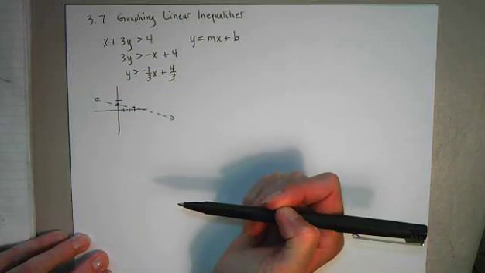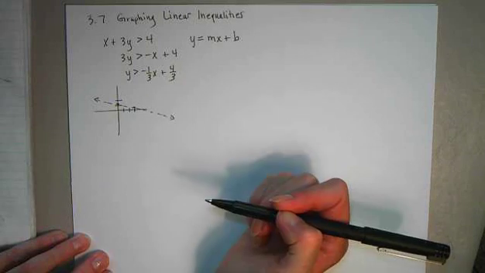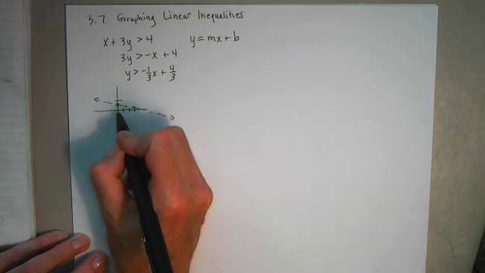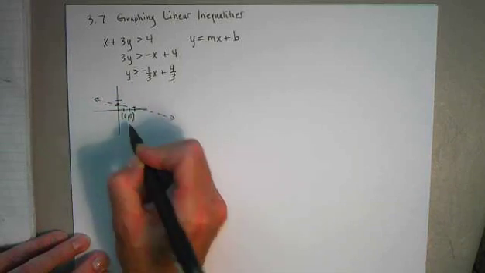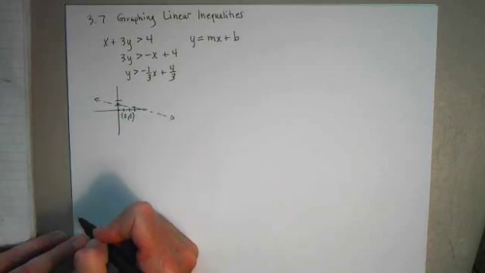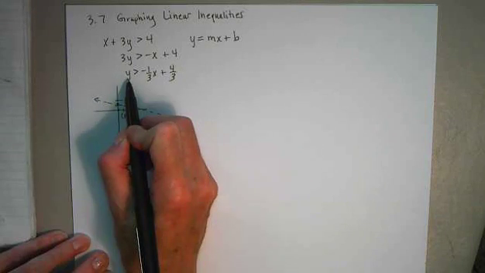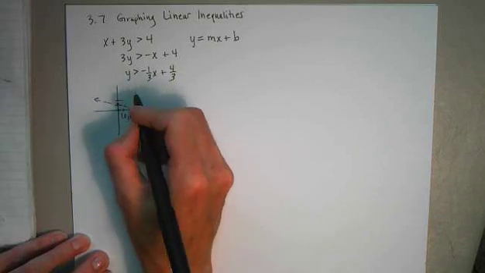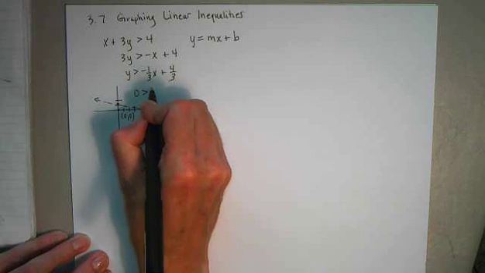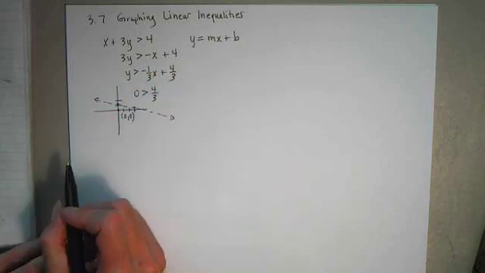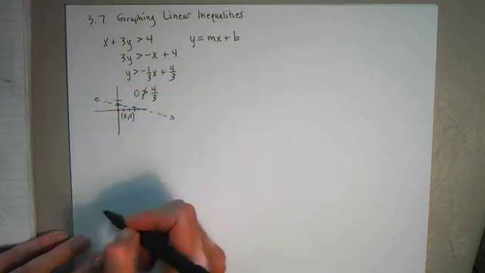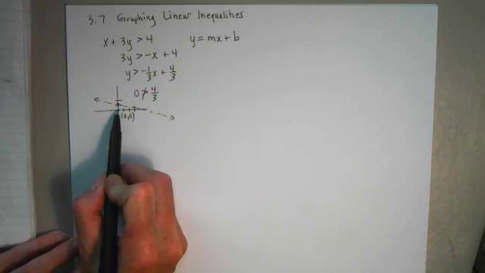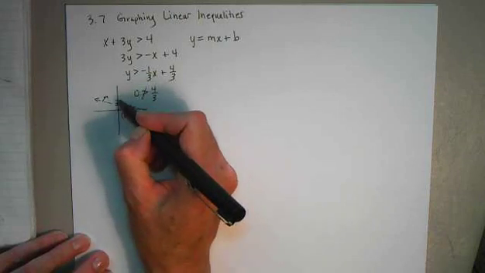But if you're ever not sure, you can check it by just testing a random point. And the easiest point to pick is that 0, 0 right there, the origin, isn't it? So in other words, if I plug 0 in for y and 0 in for x, I would get 0 is greater than 4/3, wouldn't I? And we know that that is not true. That is false, which tells me that this point is not shaded. So we were right. This side is shaded.